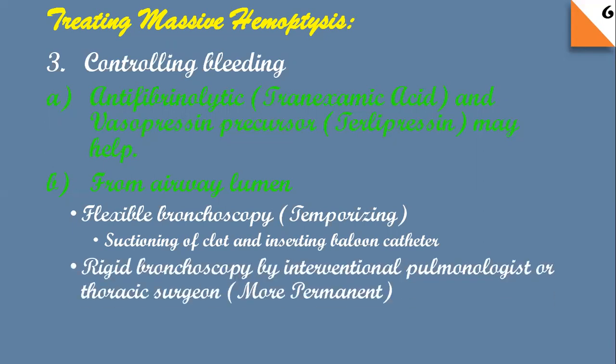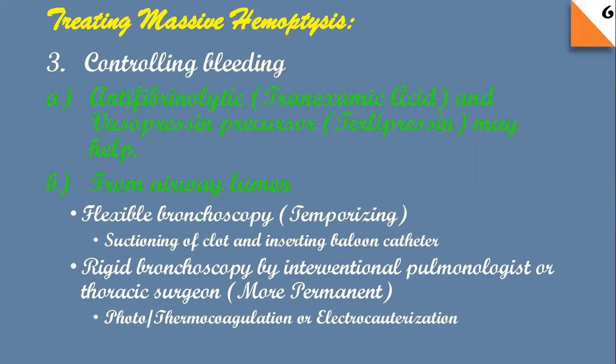But we have another way, that is the use of rigid bronchoscopy, and that's done by the interventional pulmonologist or by a thoracic surgeon, and it is more or less a permanent one. Because through the help of rigid bronchoscopy, we can perform photo or thermocoagulation, or we could perform electrocauterization. So that is by the use of light, heat, or by the use of an electrical spark, we close off the bleeding artery. So that is more appropriate because it's more permanent.